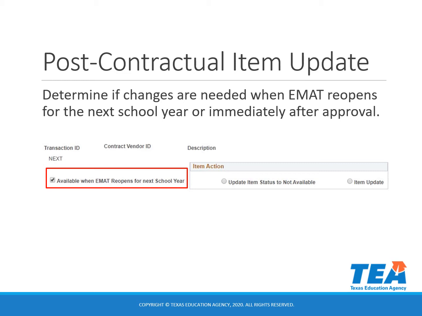Then you'll need to determine if the changes are needed when EMAT reopens for the next school year or immediately after approval. The checkbox automatically defaults to Available when EMAT reopens for the next school year. So if the changes are needed immediately after approval, you will need to uncheck that box.